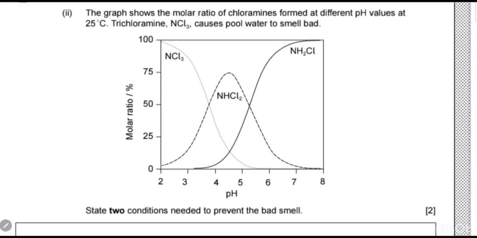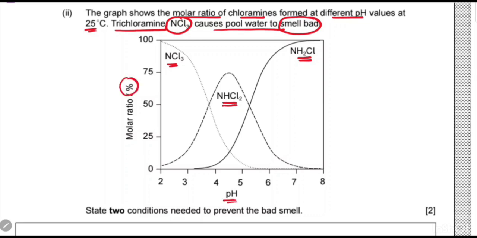Next, part B of this question: the graph shows a molar ratio of chloramines formed at different pH at 25 degrees Celsius. Trichloramine, NCl3, causes pool water to smell bad. So when NCl3 is present, a bad smell comes from the pool water. The molar ratio of chloramines formed at different pH is given to us. First is chloramine, second is dichloramine, and third is trichloramine. All 3 are given in the graph. There is a graph between percentage of molar ratio versus pH.